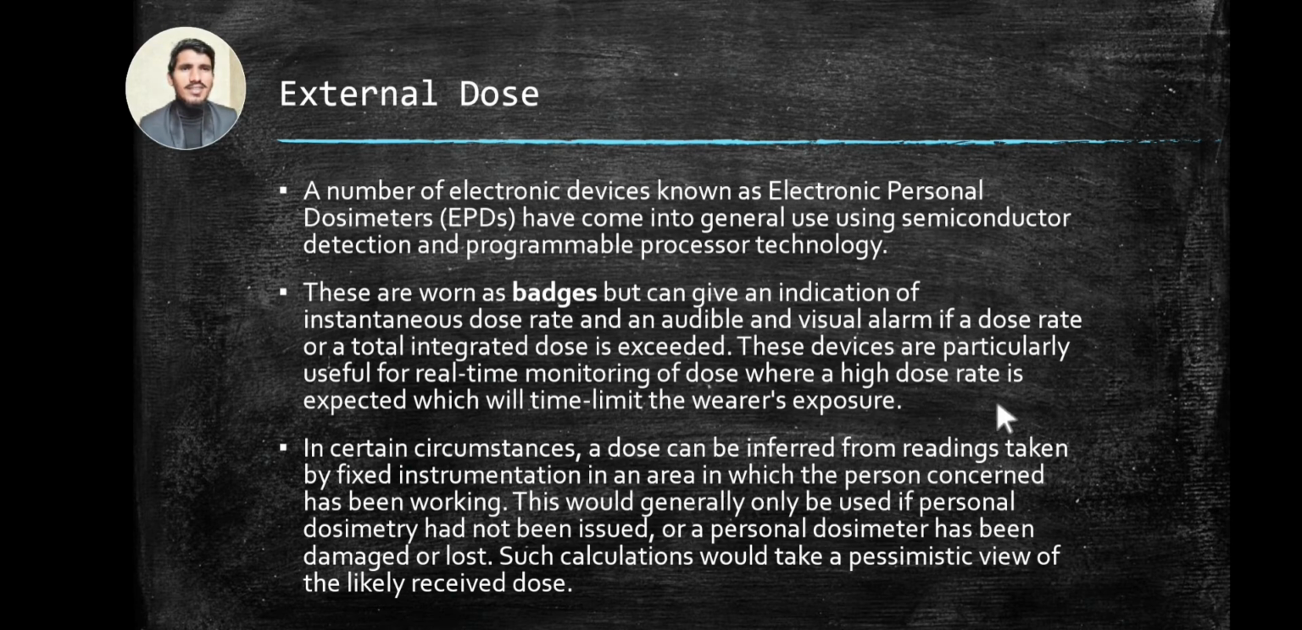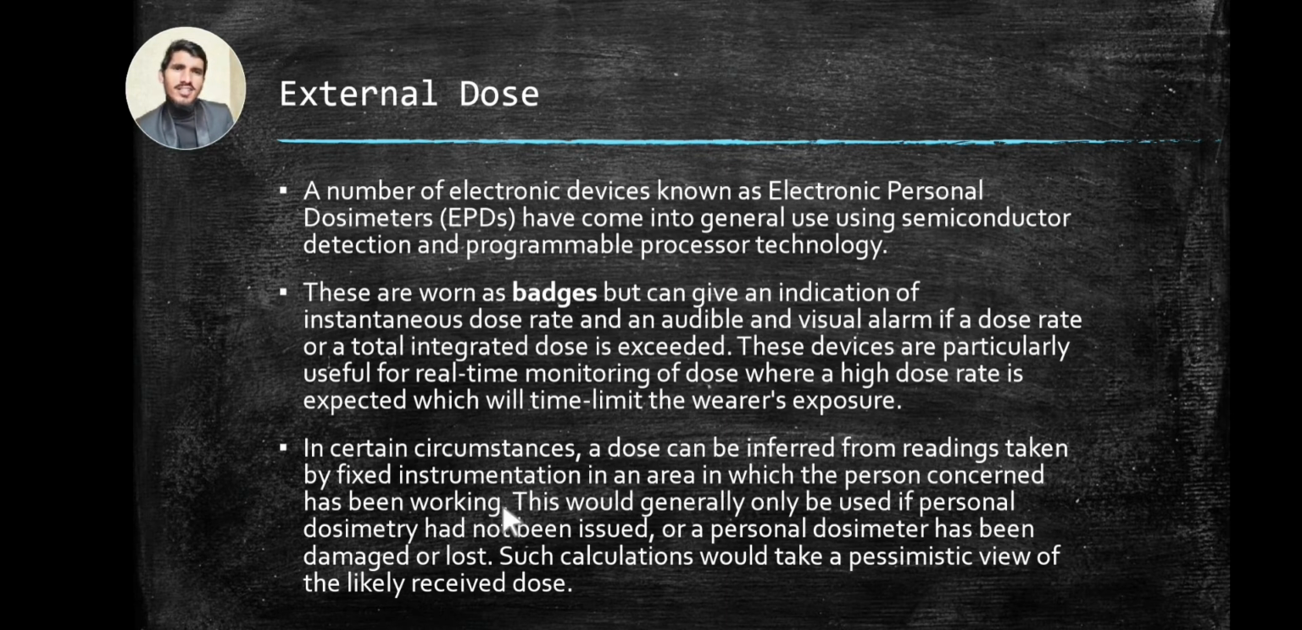These devices are particularly useful for real-time monitoring and are used in areas where a high dose rate is expected, where there is the expectation that there will be a high dose, which will time limit the wearer's exposure. When there is a high exposure, the alarm will beep. When the alarm beeps, the person will know that he has been exposed to the radiation for a very long time, so he will leave the radiation area.